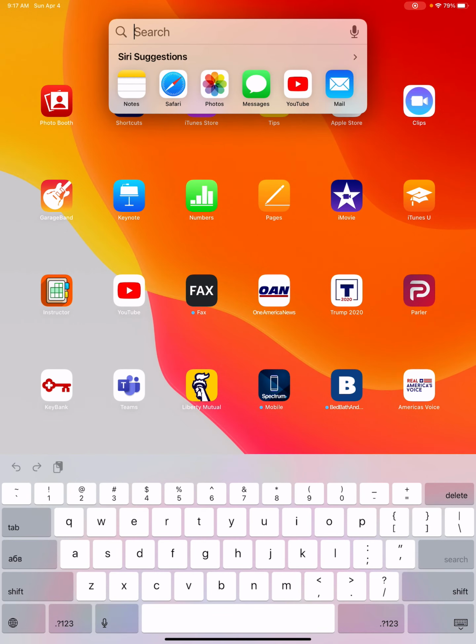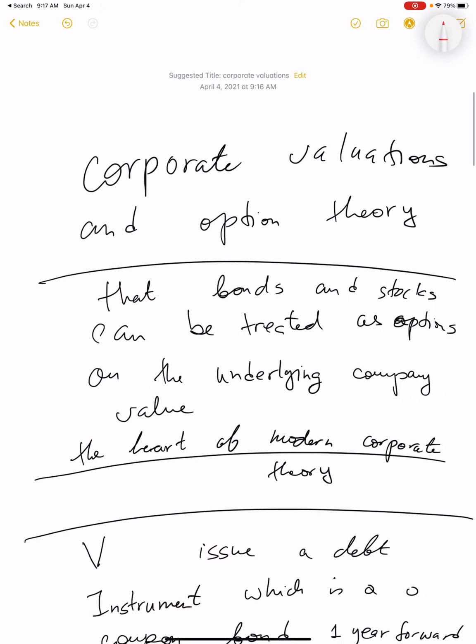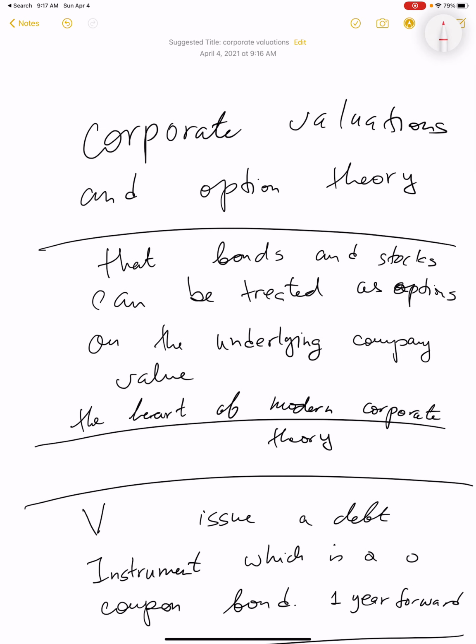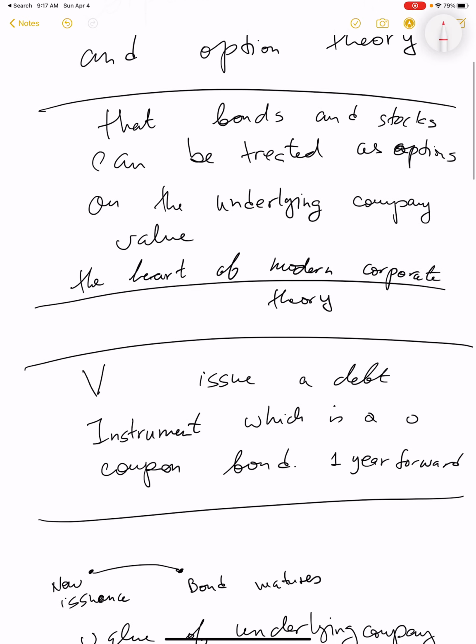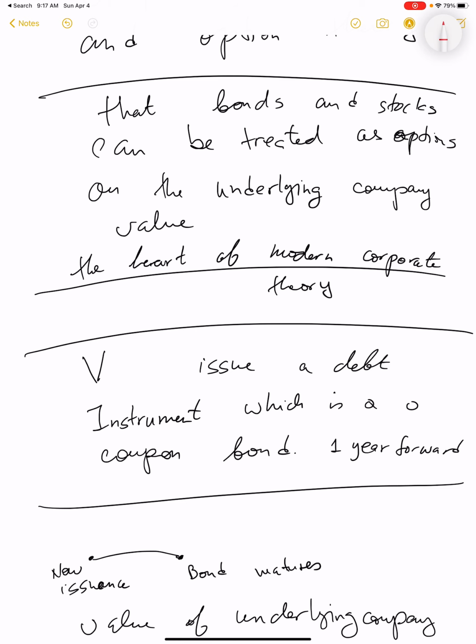Okay, guys, so what I want to do now is explain the corporate valuations and options theory, that bonds and stocks can be treated as options on the underlying company value. And this is the heart of modern corporate theory.